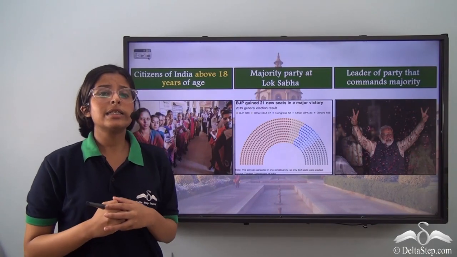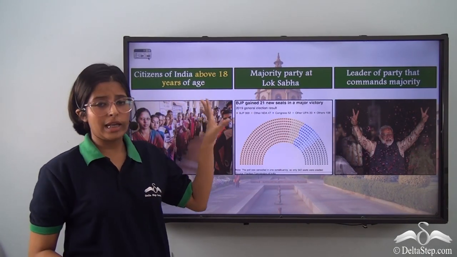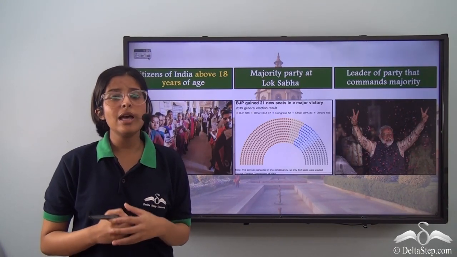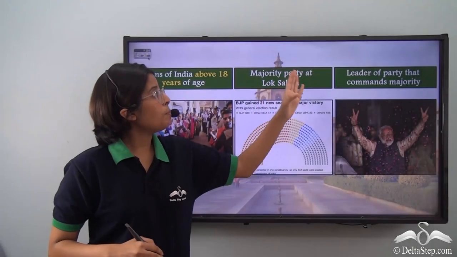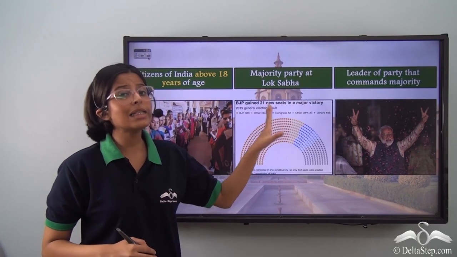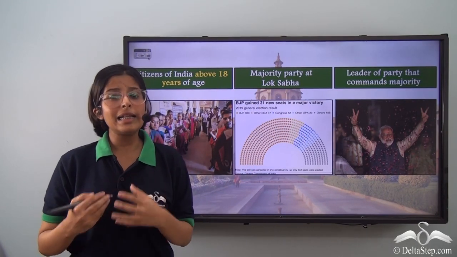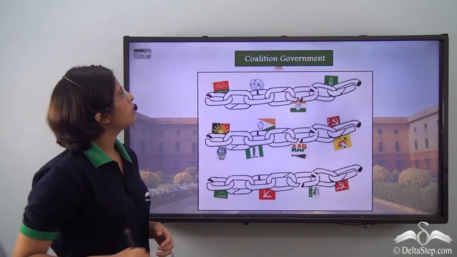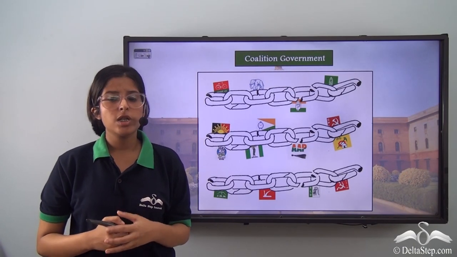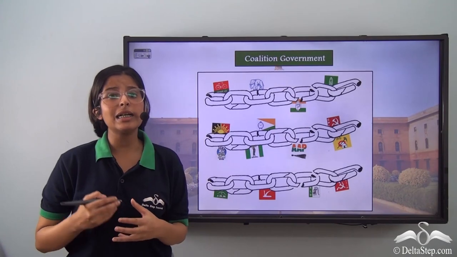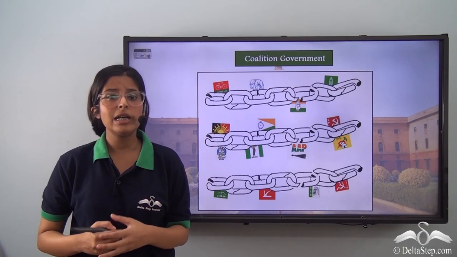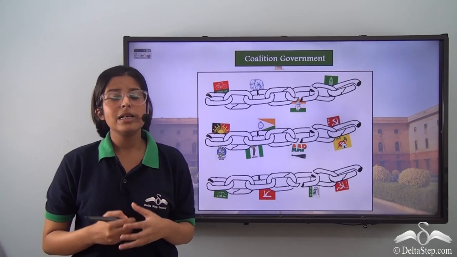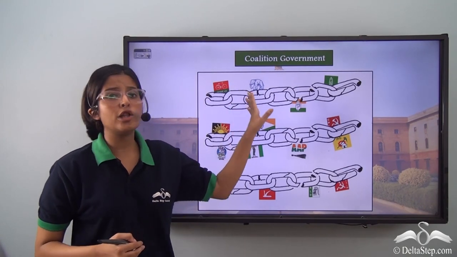In reality, the citizens who are above 18 years of age participate in the general elections of the country. Through this general election, members of the Lok Sabha are elected, and the party or the coalition which commands majority in the Lok Sabha election elects their leader as the Prime Minister of the country. Now, what is a coalition government? So when one party does not get a clear majority in the Lok Sabha election, two or more parties come together and join hands to form the government. Such a government is known as the coalition government.